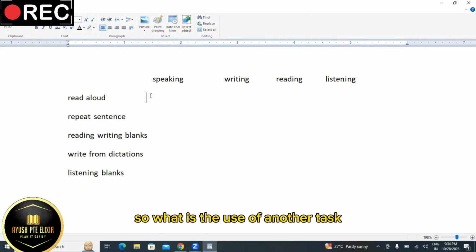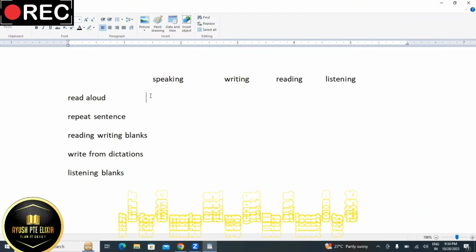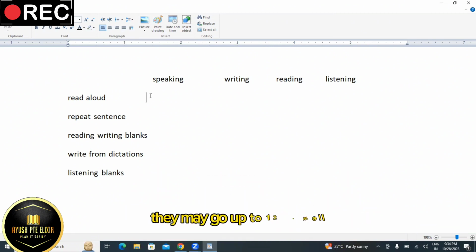So what is the use of another task, repeat sentence? It is for 13 marks, and we get at least 8 to 10 repeat sentences minimum. They may go up to 12 as well, but we get at least 8 to 10. So if I count 13 multiplied by 8, it becomes 104. So it becomes 194 in just 2 tasks. So we should focus on how they are divided.